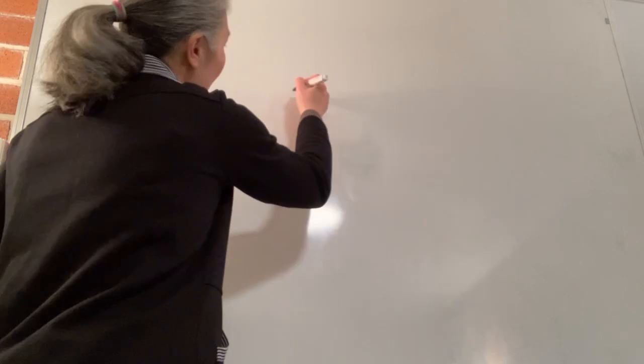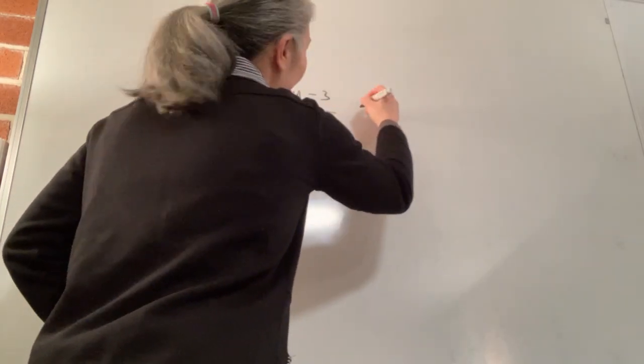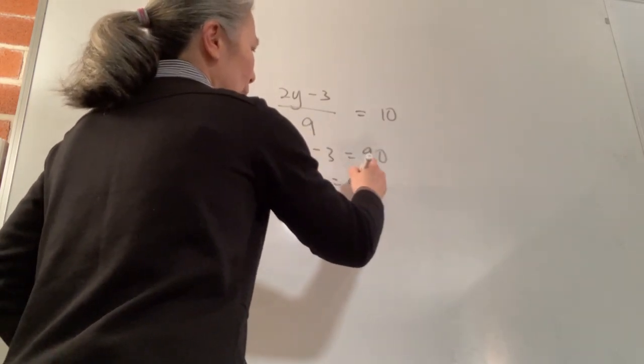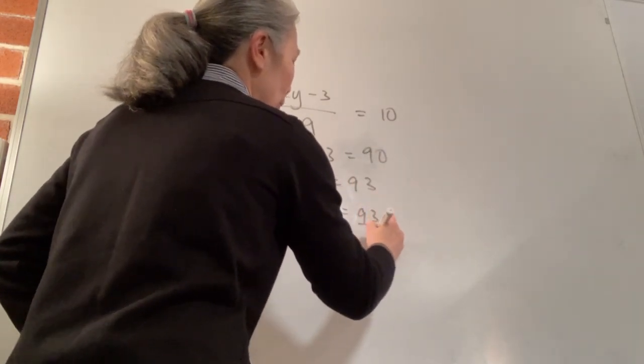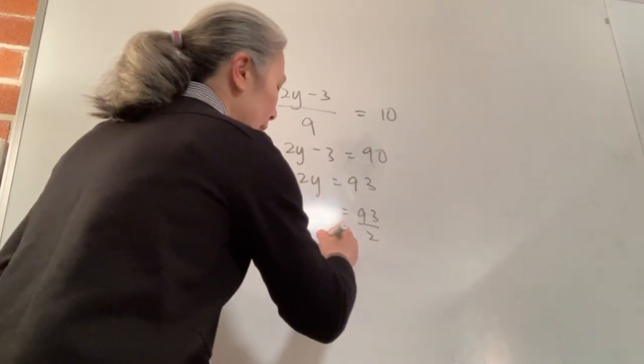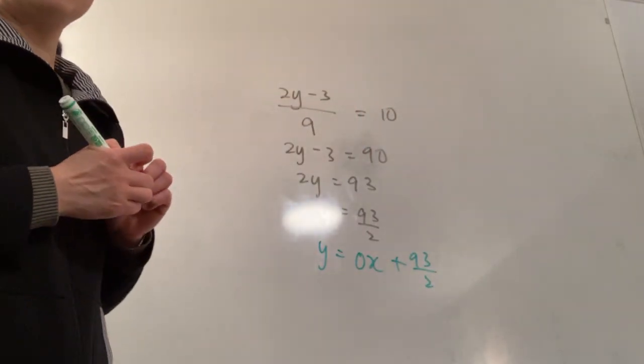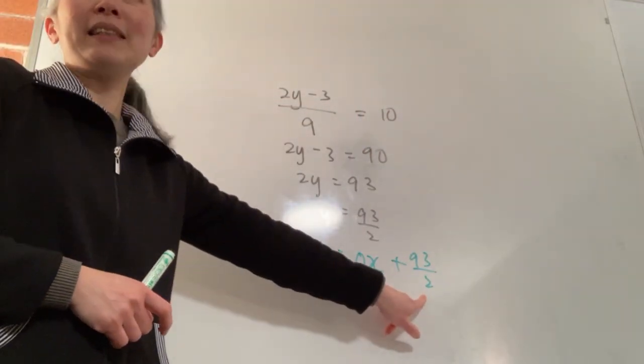What if there's no x? Please no x. There is no x, that means, I should have an x, but that's okay. That means the gradient will be 0. So for that question, you can have, I think it's a typo for me, but it's okay. Equal to 10, so you have 2y minus 3 equal to 90. So you have 2y equal to 93, y equal to 93 on 2. So that means your gradient, you can think of it as y equal to 0x plus 93 on 2. Yeah, the gradient is 0, the y-intercept is 93 on 2.